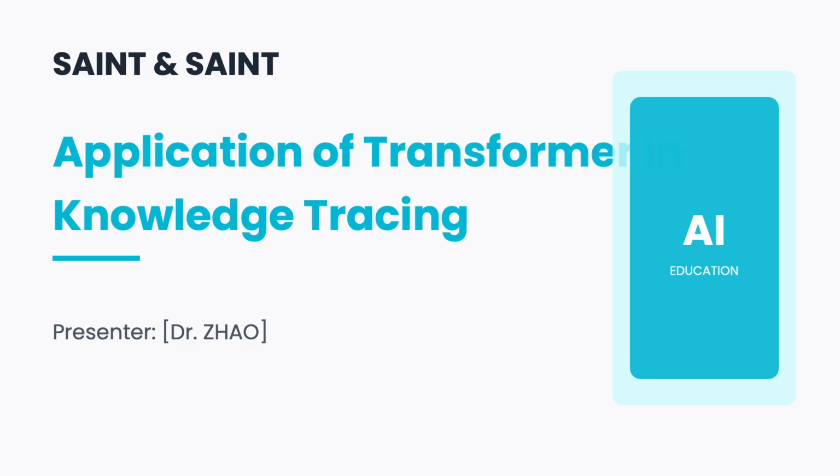Today, we're exploring a groundbreaking shift in the field with the Saint and Saint Plus models. These models completely abandon the sequential processing of RNNs and LSTMs in favor of the powerful transformer architecture. This allows them to process a student's entire history in parallel, leading to faster training and often more accurate predictions. Let's dive into how they work.